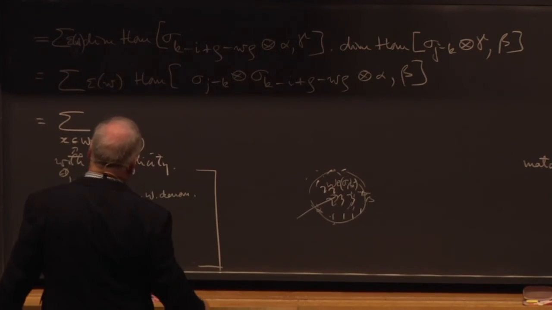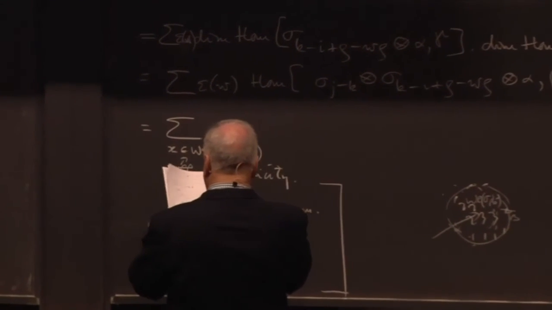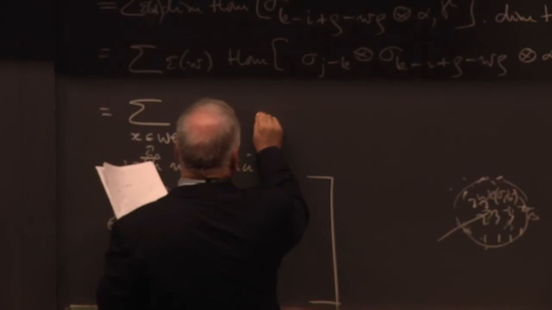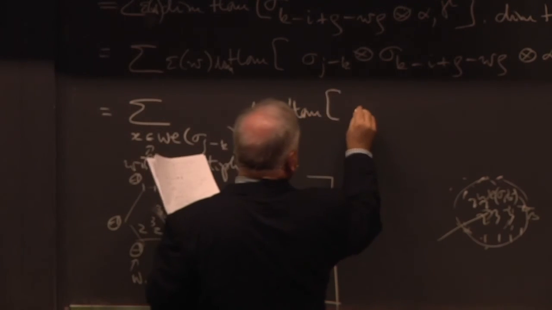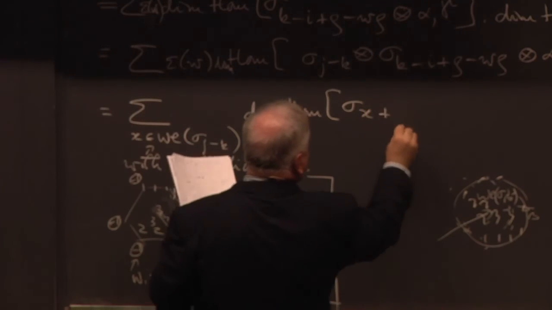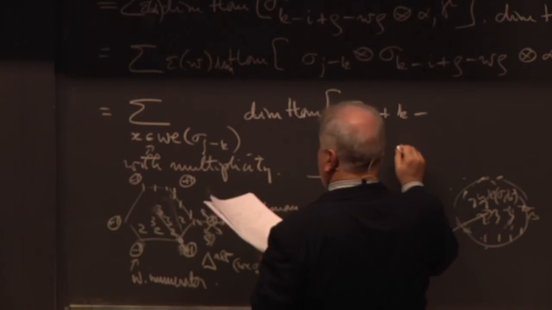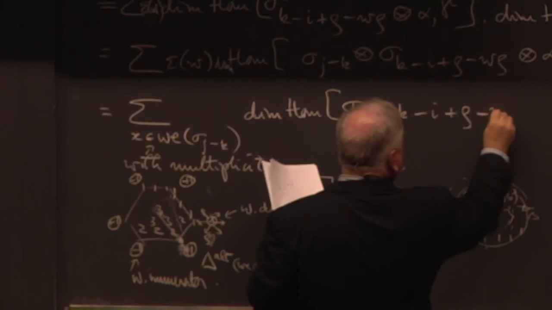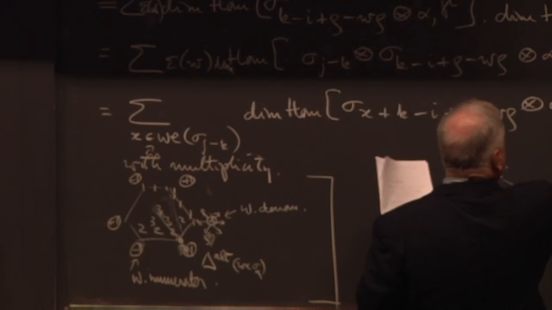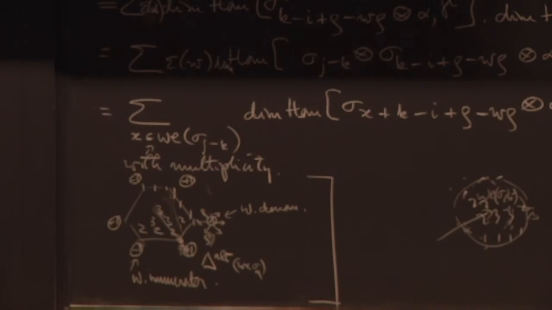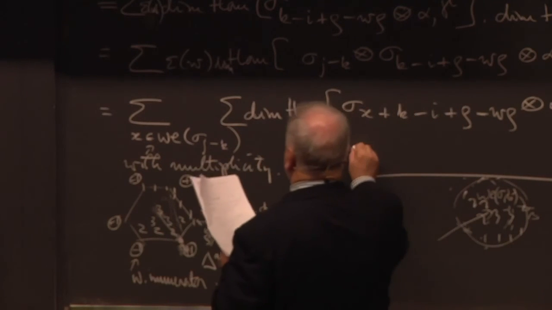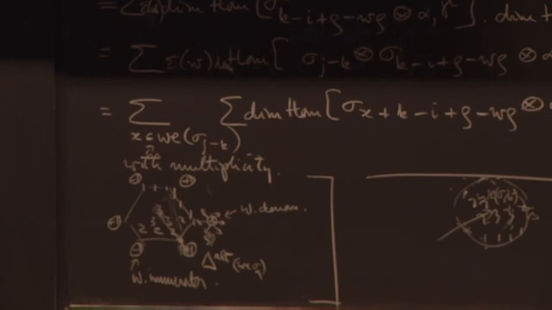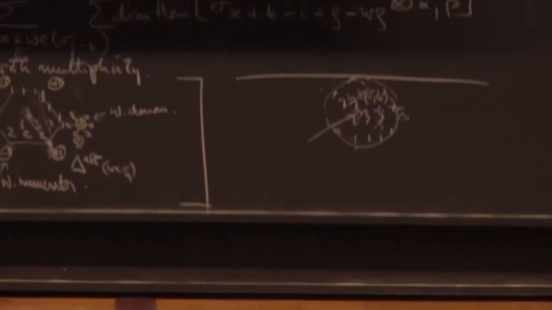Okay, very good. So here we have x in the weights of sigma j minus k of dim hom. So this is dim here, the dimension, everything. These are just numbers, yes? Dim hom of sigma x plus k minus I plus rho minus w rho tensor alpha and beta, yes? And here there's an extra sum with all that we had before, so this thing is going to be, let me lift this. Maybe I will leave it down and go on the other blackboard.